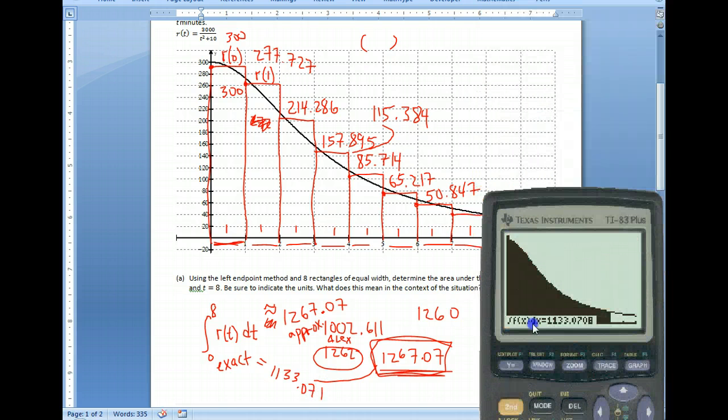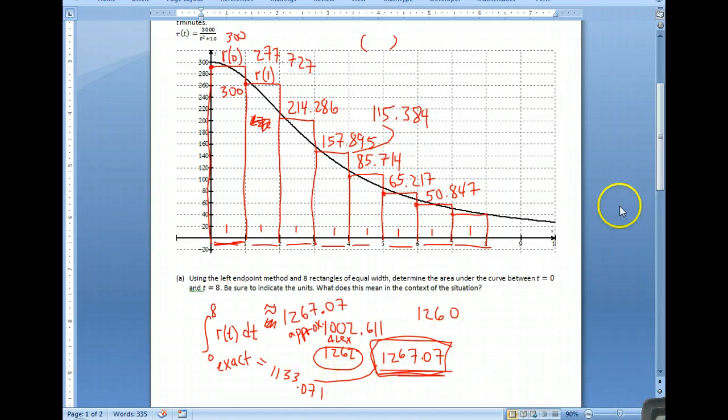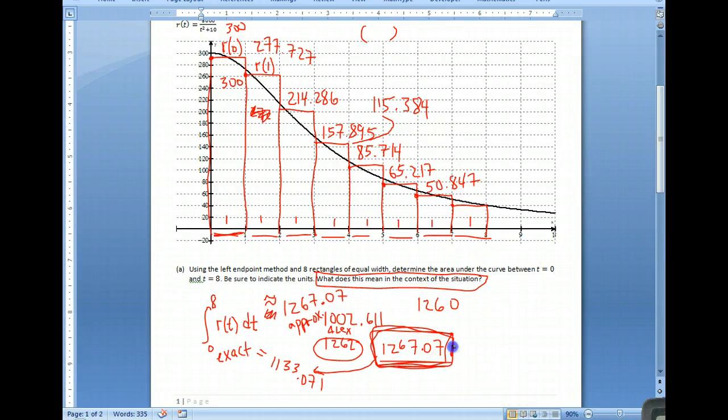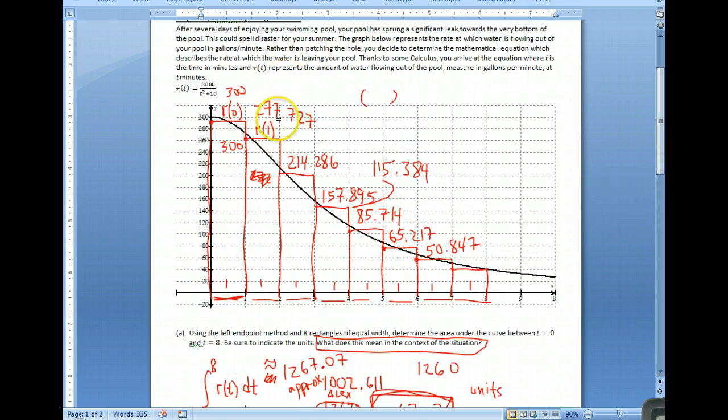Okay? So here's the thing. You get this number. It's an approximation. This is the approximation of this. What does this mean in the context of this situation? Because I don't even have units on this, even though this problem definitely has units. So what are the units here? Let's first label the graph, because I don't know what the number means yet. So what are the units on our graph?